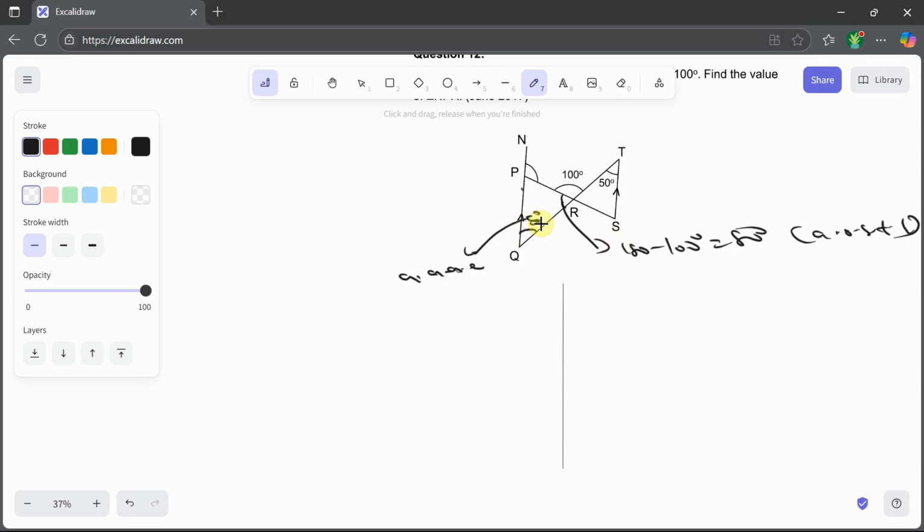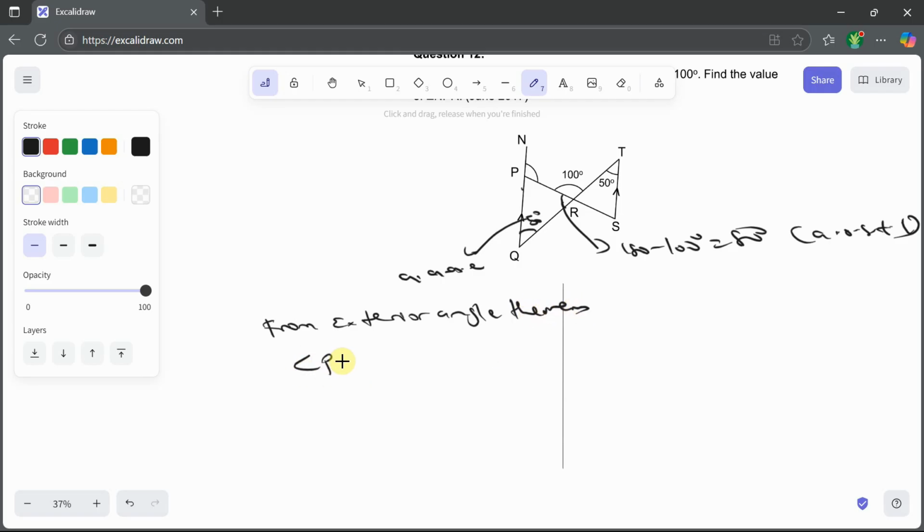If we know this angle and we know this angle, remember what we said about exterior angle. So the exterior angle is equal to the sum of the two opposite interior angles. So you look at this triangle. So this triangle here, this is the exterior angle. Can you see the exterior angle here? And that's what we're told to find. So we could say from exterior angle theorem.